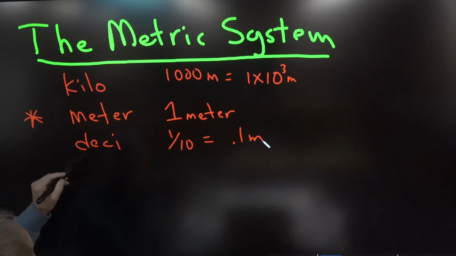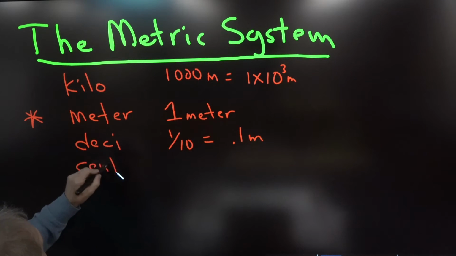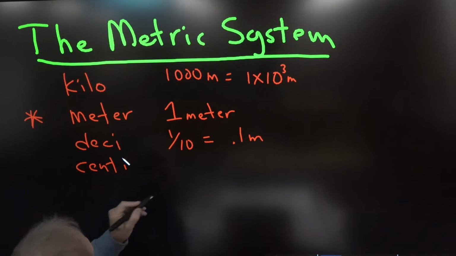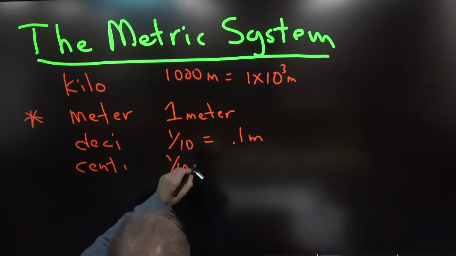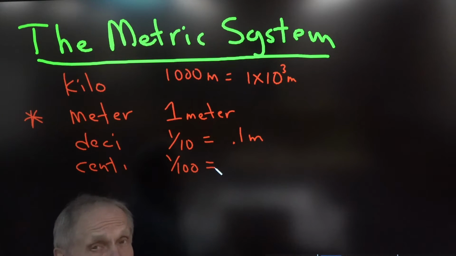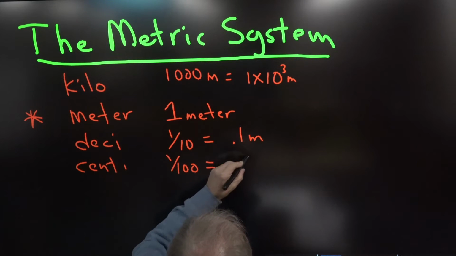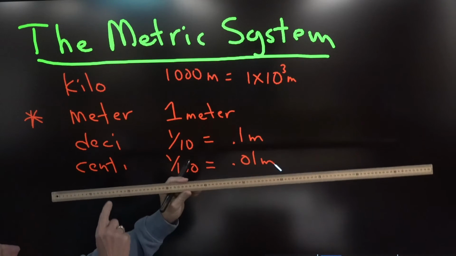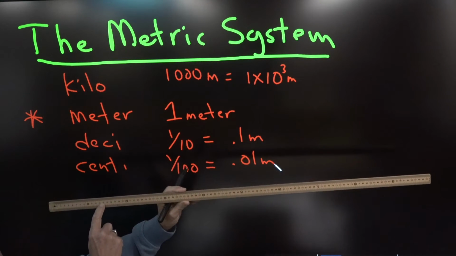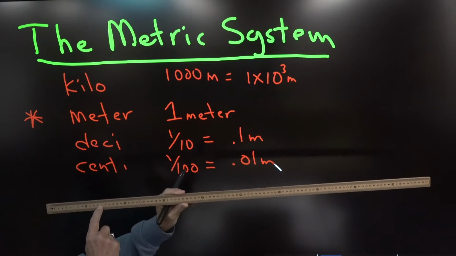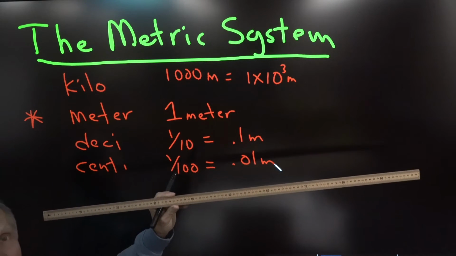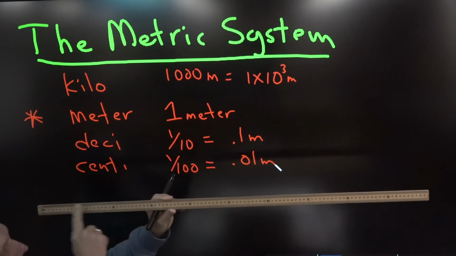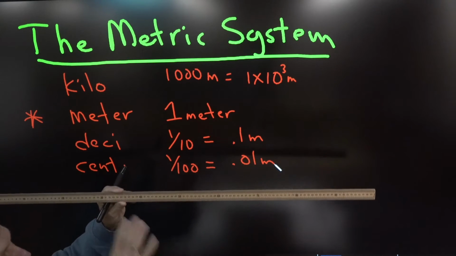The next one down is centi. And a centi is 1/100th of a meter. So we go 1/100th of a meter, or 0.01 meters. All right, so these little increments are centimeters. All right, and we'll talk about later, it takes about 2.54 centimeters to make 1 inch. But we're in metric system right now, so 100 centimeters makes a meter.